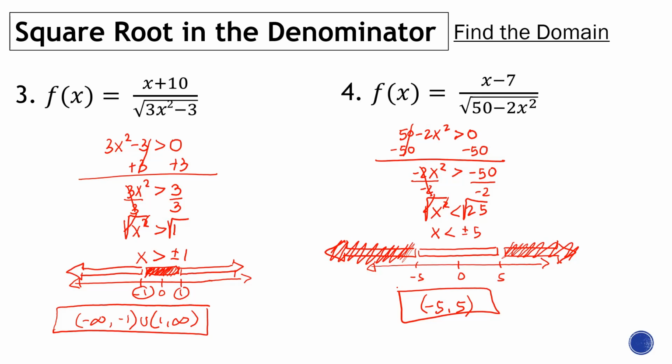Let me summarize what we have here in 3 and 4. It's very important to understand that if you have a greater than symbol and you have two answers, one positive and the other negative, expect an answer like this: negative infinity to negative 1, union positive 1 to positive infinity. Now, if we're dealing with the less than symbol, expect that the answer will be something like a coordinate in the Cartesian plane.